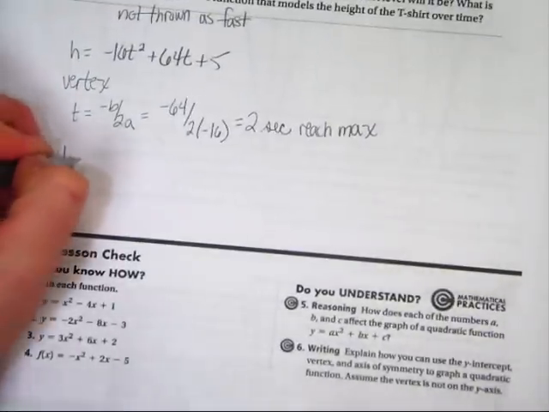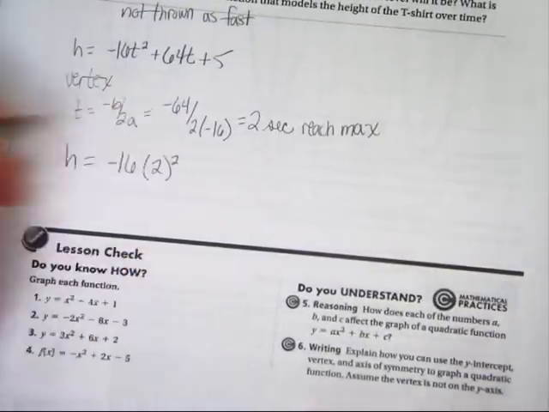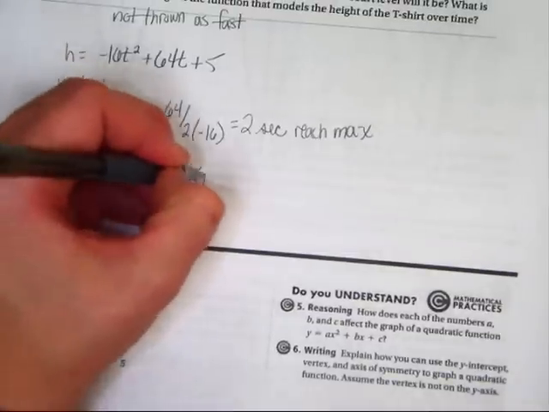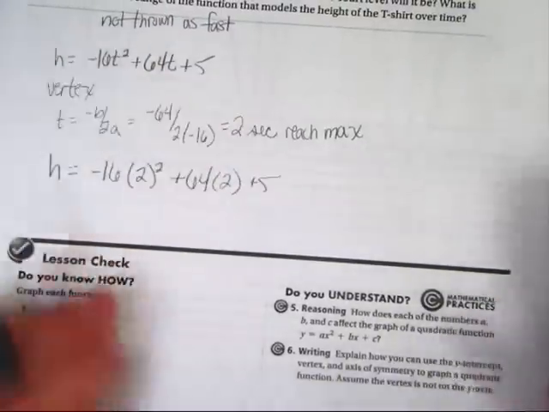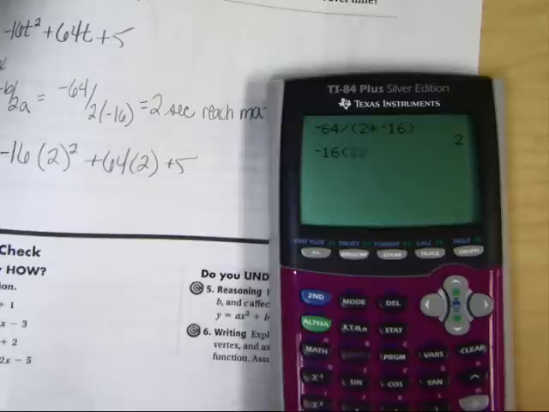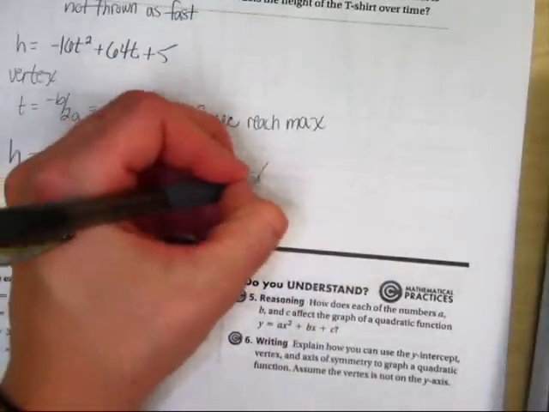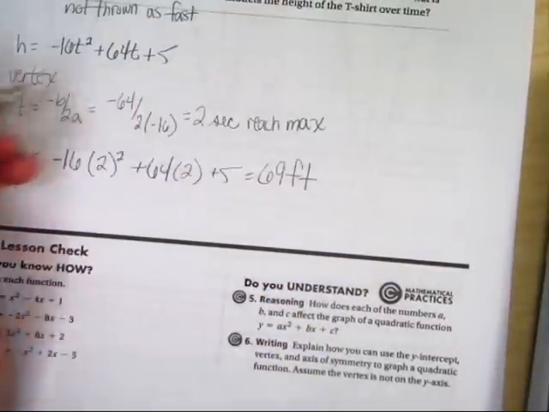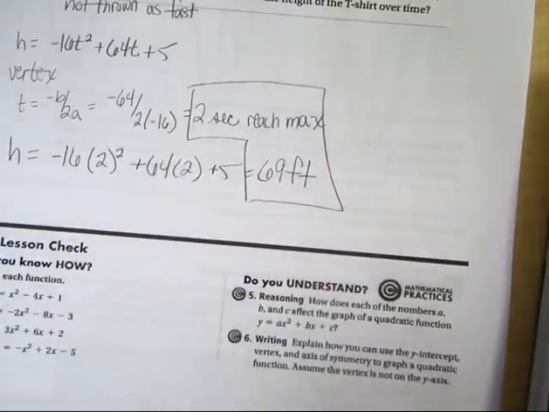Now how do we find the max? We plug it in. Negative 16 times 2 squared plus 64 times 2 plus 5. Negative 16 times 2 squared plus 64 times 2 plus 5 is 69 feet. So it takes 2 seconds to reach 69 feet.